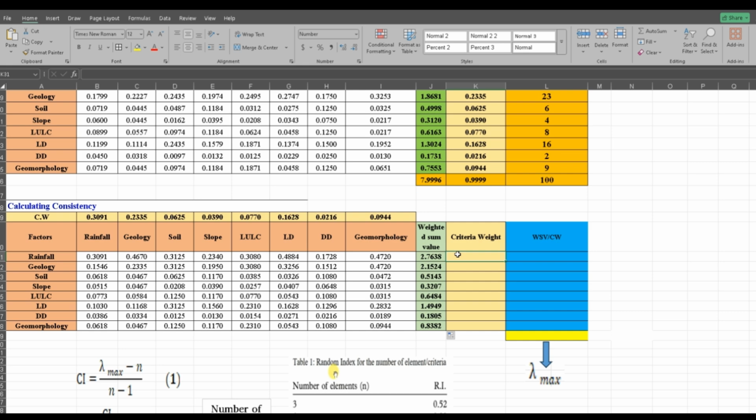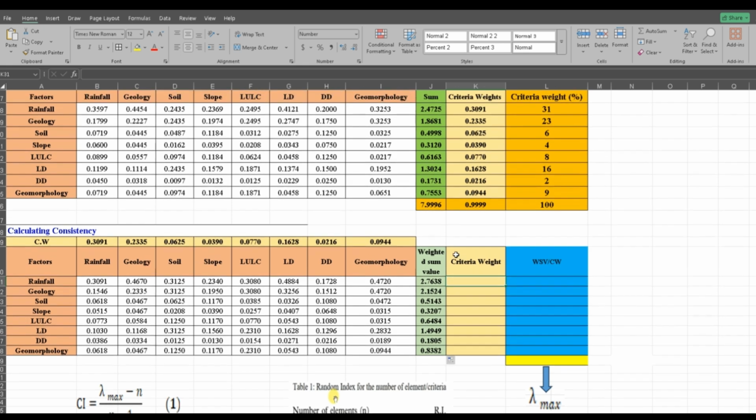Now, under the normalized pairwise comparison matrix, we have calculated the criteria weights. The criteria weight is the same as was calculated during the normalized pairwise comparison matrix. For rainfall, it is 0.3. For geology, it is 0.23. And for geomorphology, it is 0.0944.